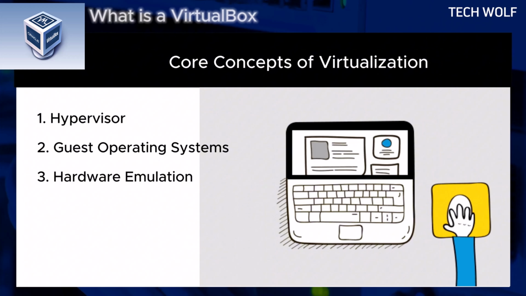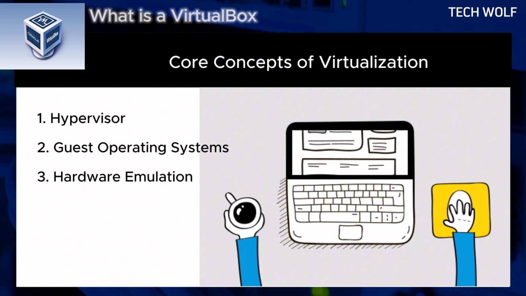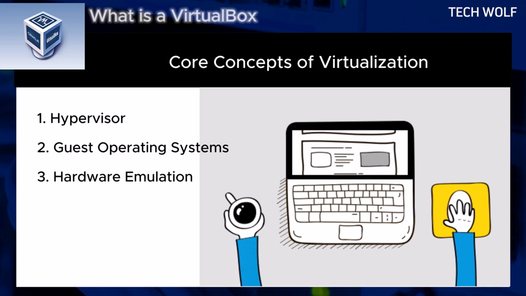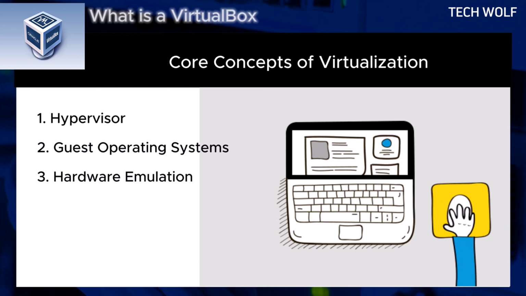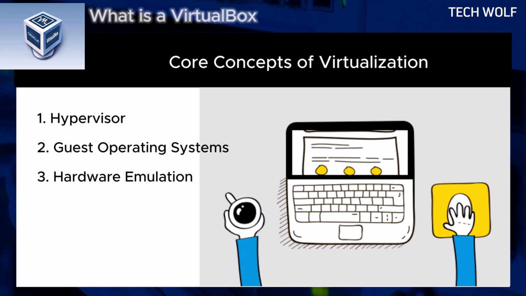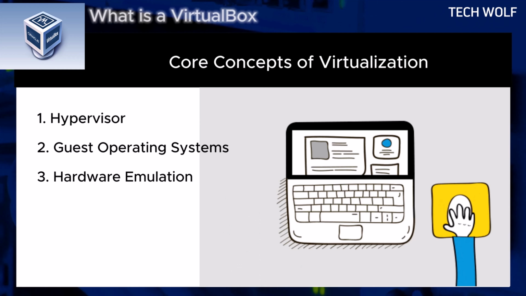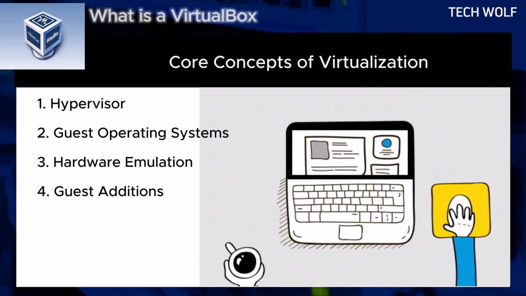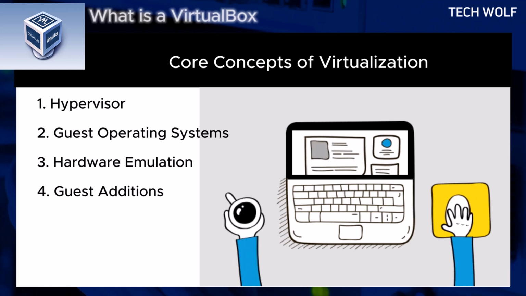Hardware emulation. VirtualBox emulates a range of hardware components such as network cards, storage controllers, CPUs and graphics cards, and this allows guest operating system environments to interact with what they perceive as real hardware without conflicting with the host operating system. Guest Additions. VirtualBox provides an optional package called Guest Additions, which includes drivers and system applications that improve the integration between host and guest.